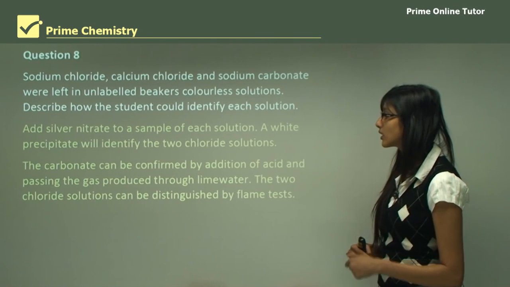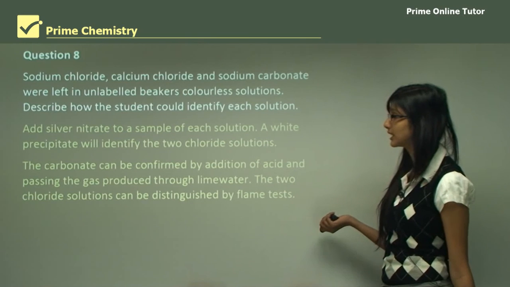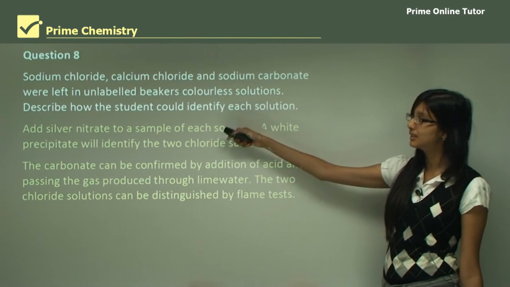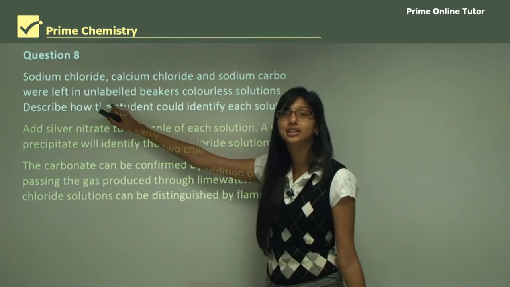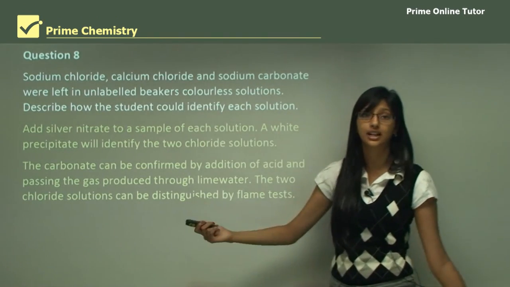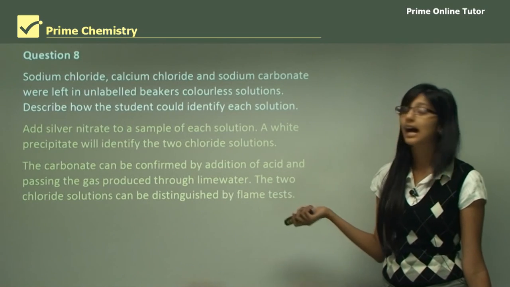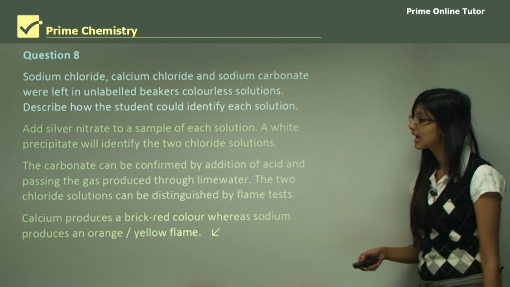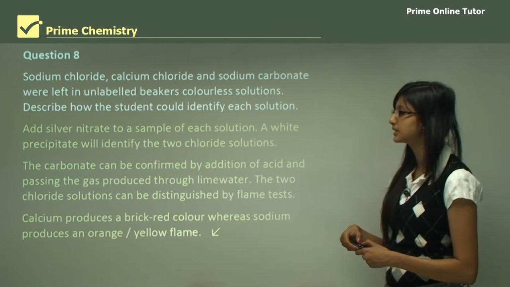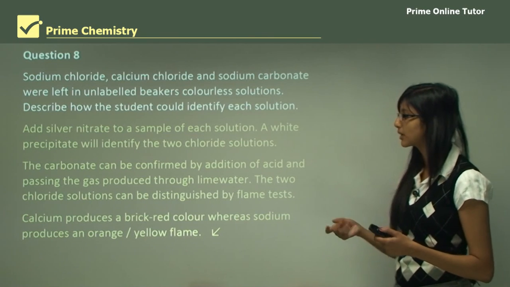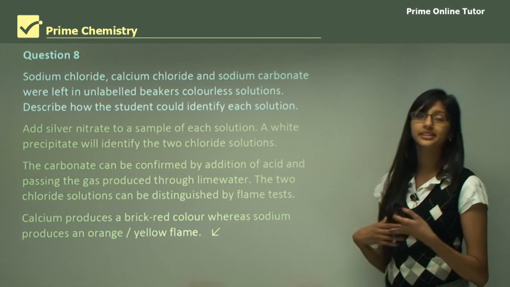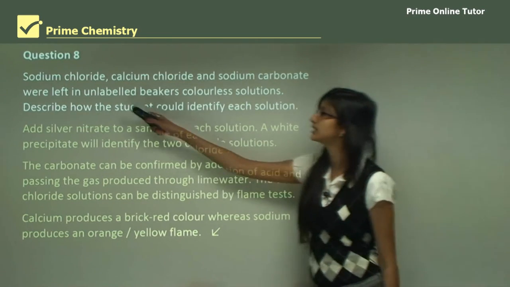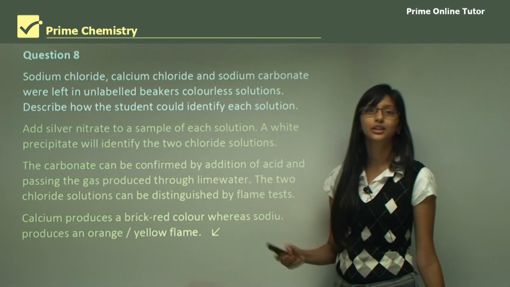The two chloride solutions can be distinguished by flame tests as well. As you know, sodium will produce a different flame color to calcium, because sodium produces an orange-red color, whereas calcium produces a brick red color. So these are the two ways you can distinguish between two of the solutions. And how can you say that calcium is present? Calcium again produces a brick red color, whereas sodium produces an orange and yellow flame. So this is how you can distinguish between these three solutions in your beakers.